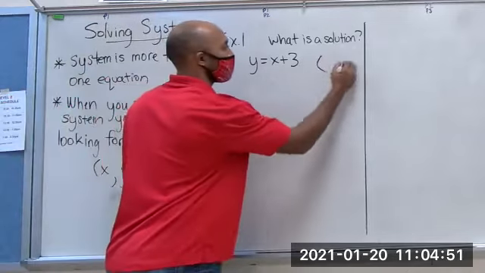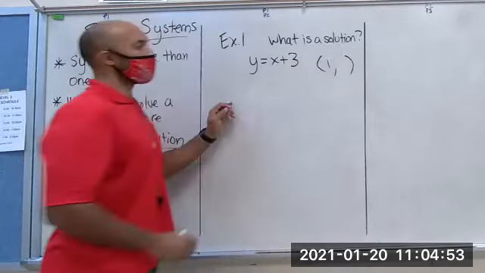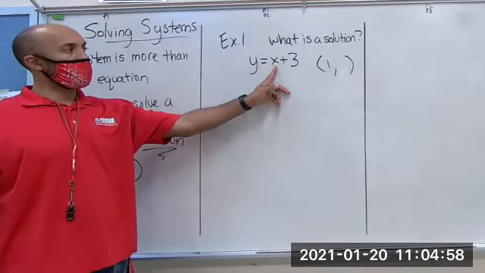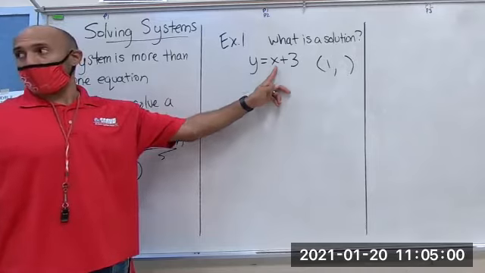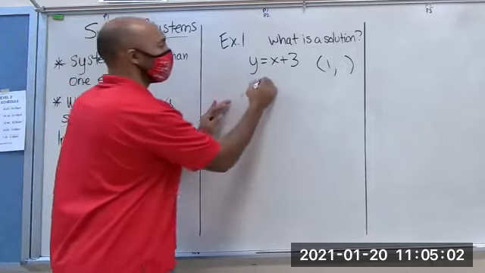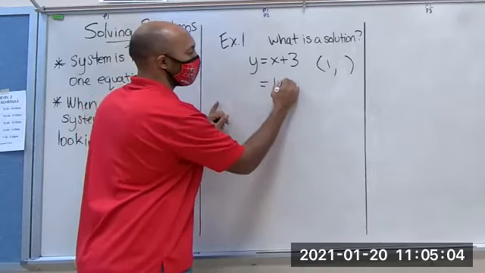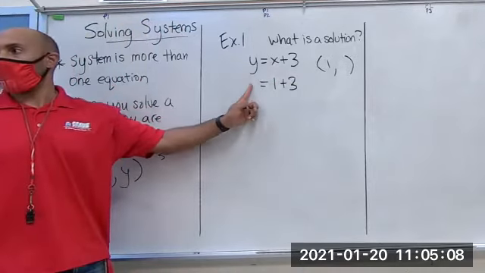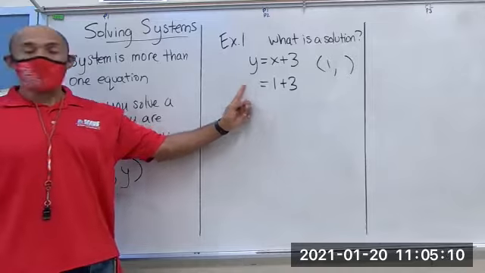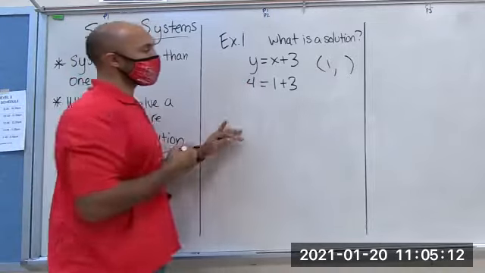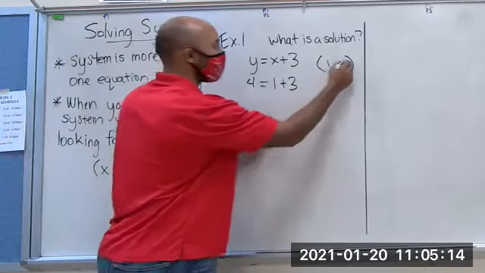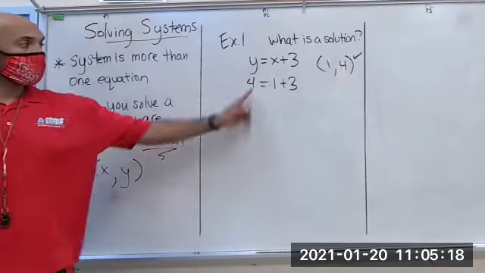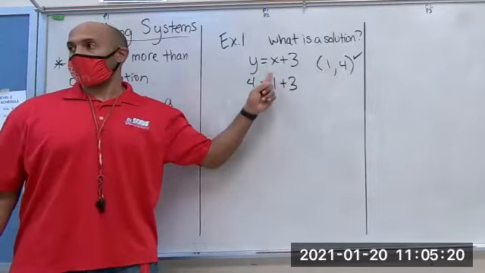So I write x is 1. So that means I put 1 here. It doesn't matter what number. We could choose anything. So think about it like this. So 1 plus 3. What would go here for y? 4. Okay, so that means that the solution would be (1, 4). Okay, so these two numbers work for that equation.